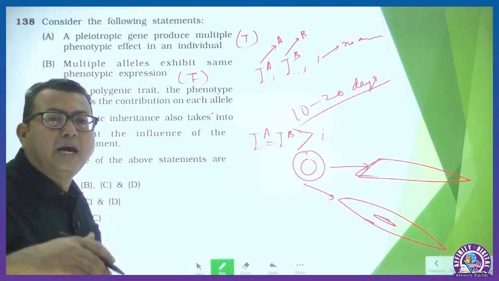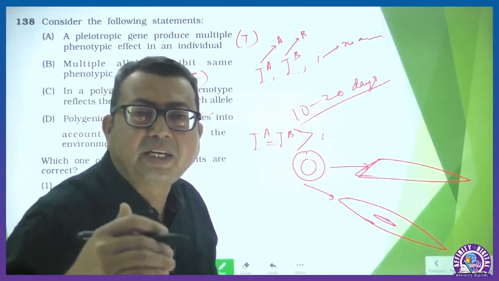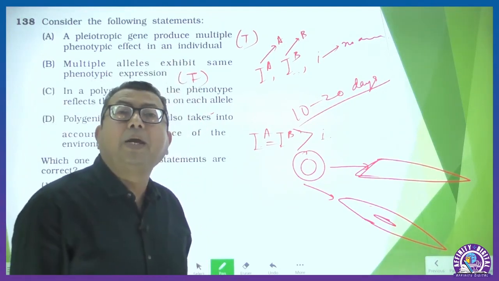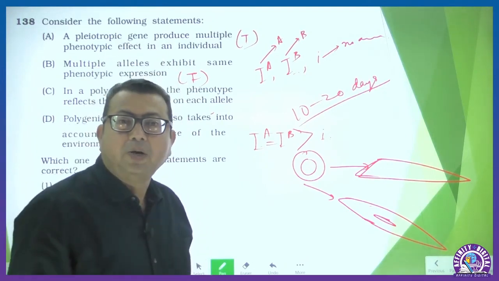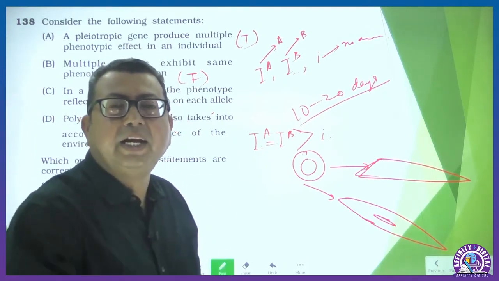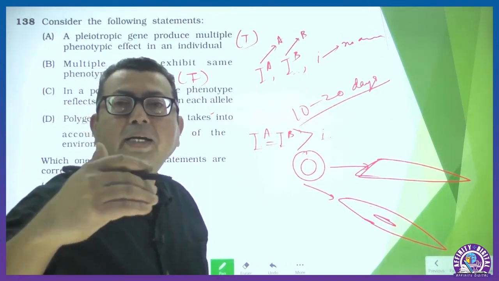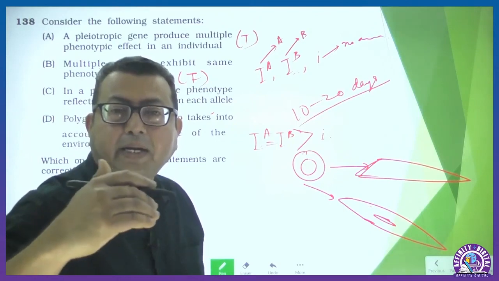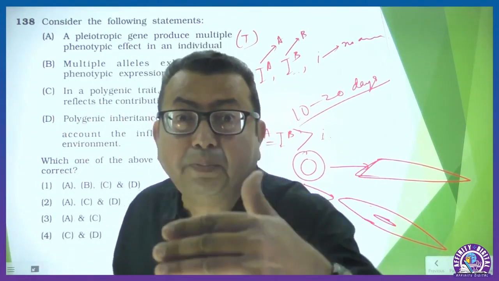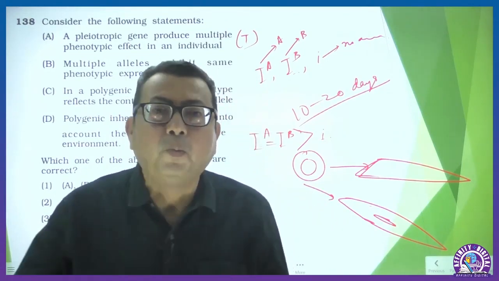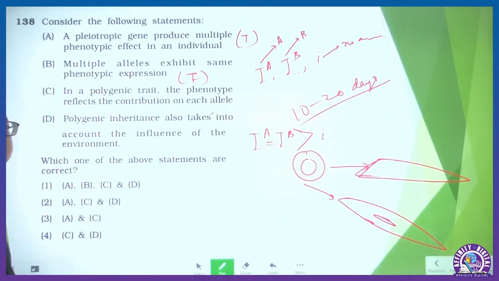Mendel ne kya propose kiya? Mendel proposed that a character is controlled by one pair of genes. Each character is controlled by one pair of alleles, or one pair of genes, or one pair of factors. Okay. But polygenic inheritance kya hai? When a character is controlled quantitatively by more than one pair of genes, that inheritance is called polygenic inheritance.